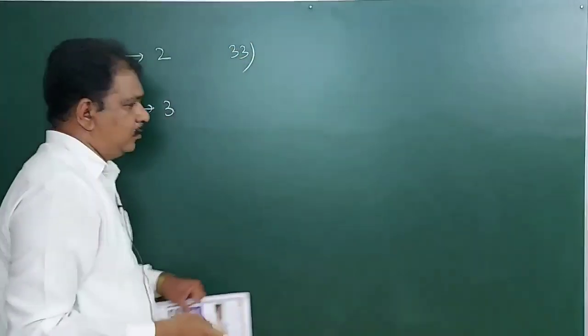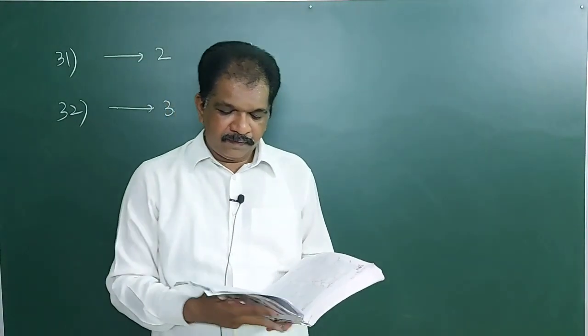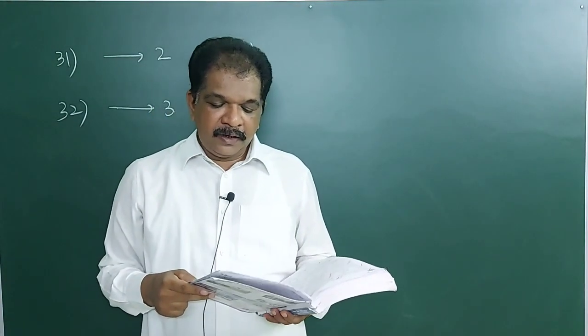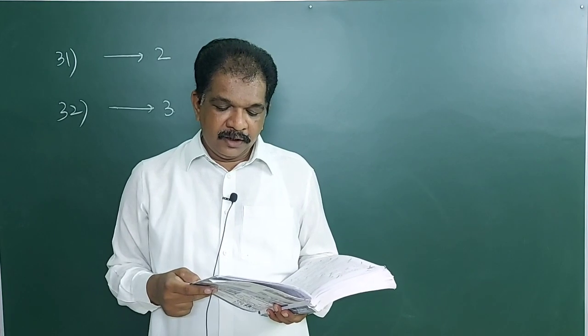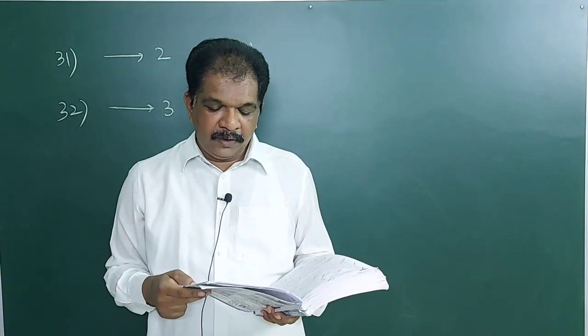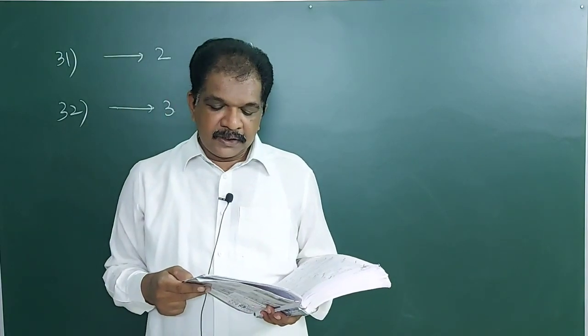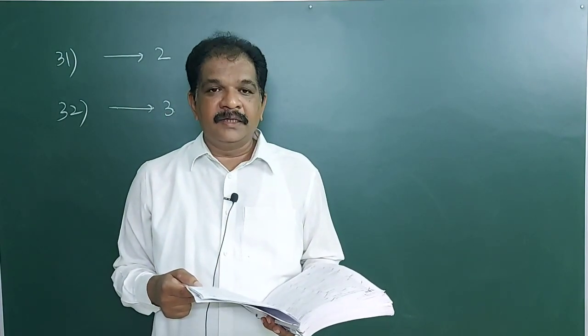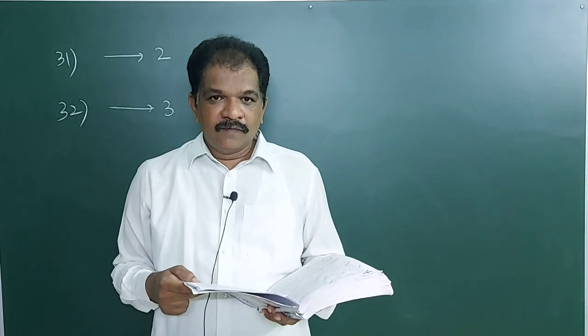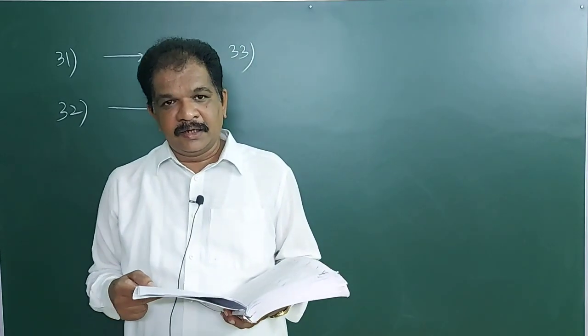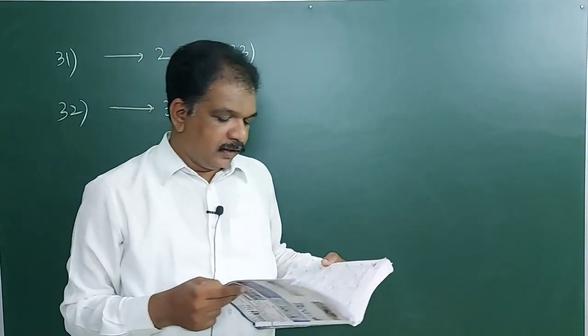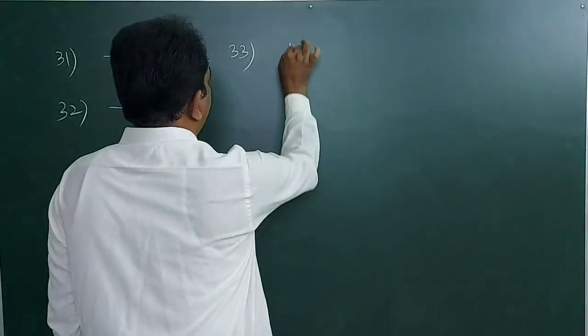33, what are they asking, see. In a common emitter amplifier, the input AC signal to be amplified is applied where? Input signal will be applied at the base emitter junction, forward biased base emitter junction. So 33, it will be first option.